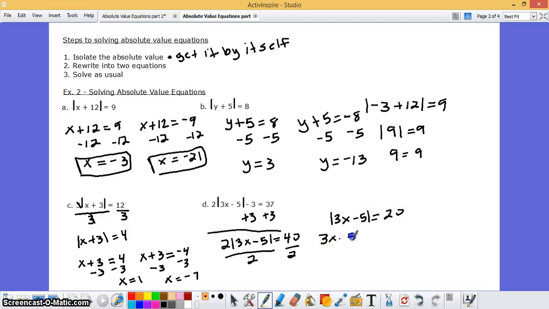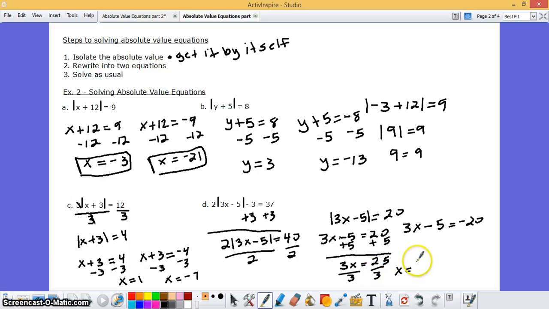So 3x minus 5 equals 20. And 3x minus 5 equals negative 20. So now we solve. Add 5. 3x equals 25. Divide by 3. And x is equal to 25 over 3. Over here we're going to add 5. So 3x equals negative 15. Divide by 3, and x equals negative 5.